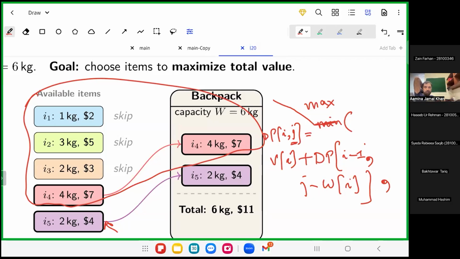Oh, VI is not the same as WI. VI is the value of the ith item, and WI is the weight of the ith item. Two things are different. So, for example, in the first case, this is WI and this is VI. This is WI and this is VI. Okay, W1 or V1.